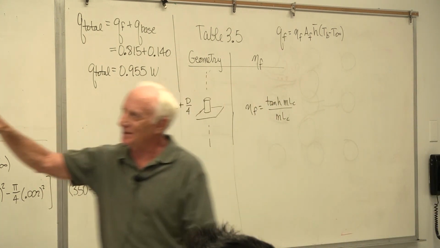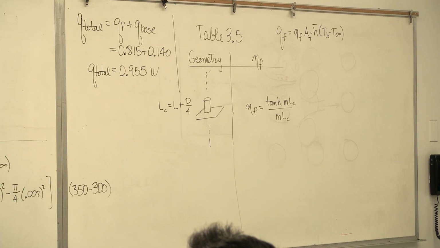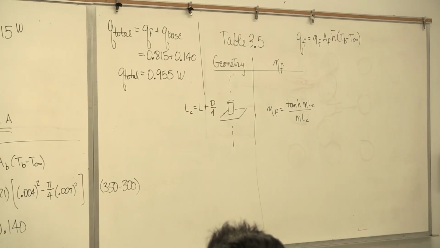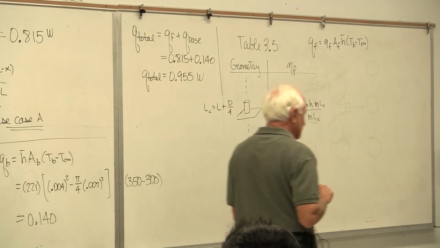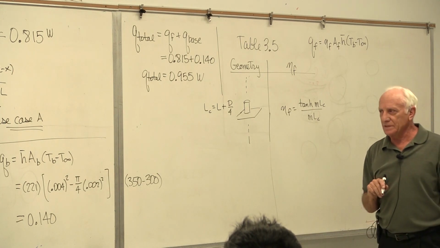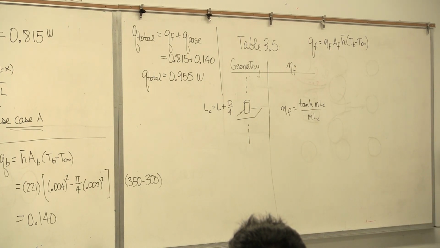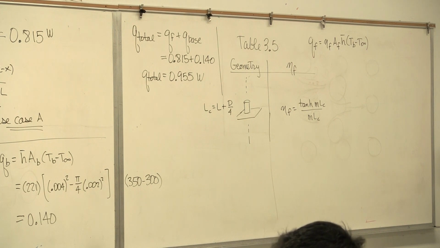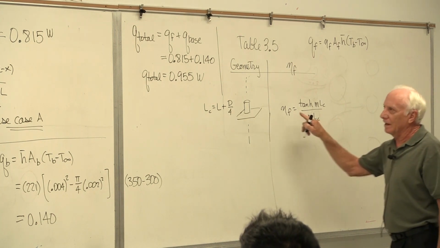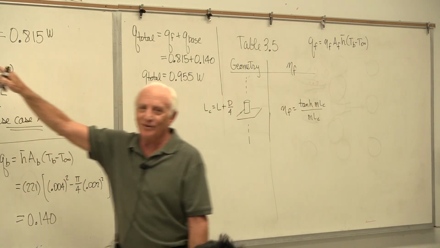The cross-sectional area. Can it be confusing? Of course it can. You've got to get those definitions straight in your mind. What is L sub C? Corrected fin length. What is A sub C? Fin cross-sectional area. Now, this looks a lot easier than that looks.